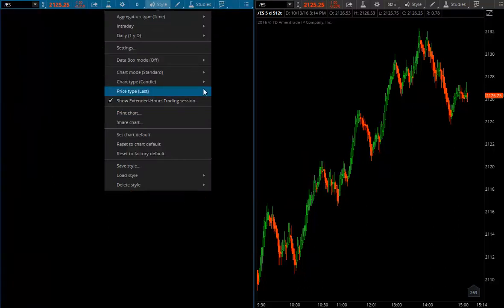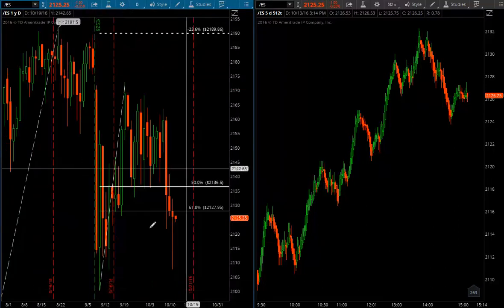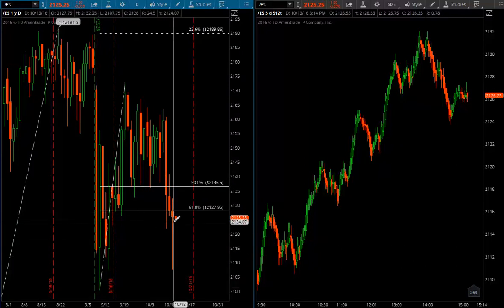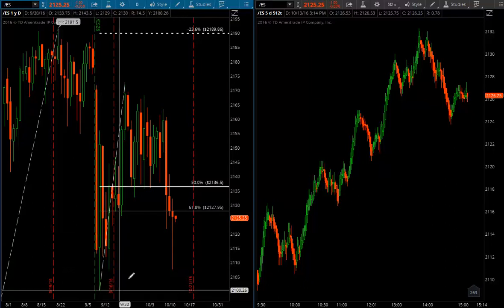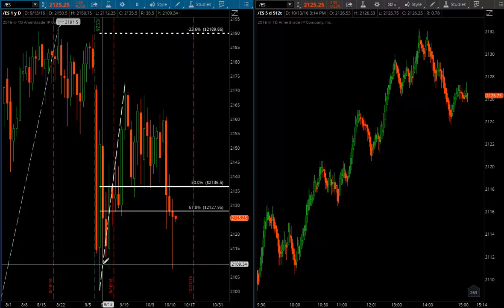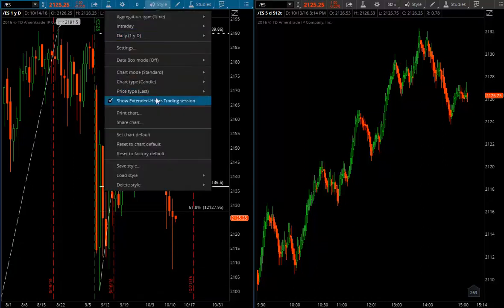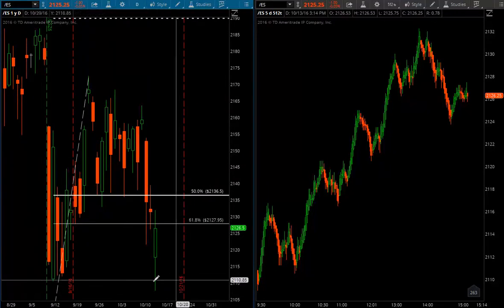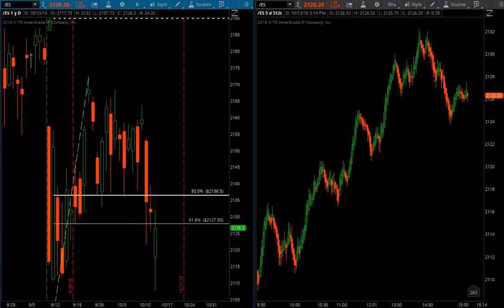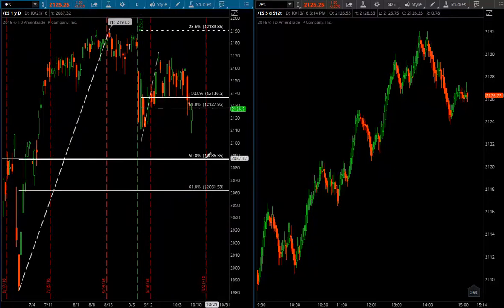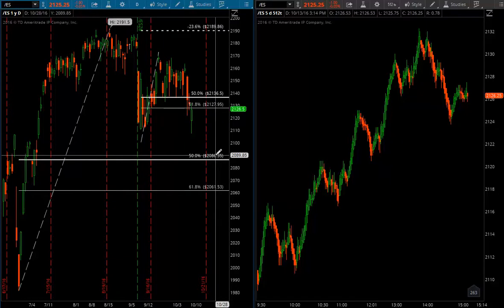I'll go ahead and turn on the extended session here for a moment, and you can see that we did rally back quite a bit off of today's lows. We had in the most recent swing low down here also had a rally where bulls stepped in. I'm going to go back to just trading hours only. And you can see that we did pierce the swing low, but then closed within the previous lows. So a move down to 2086s is certainly a possibility here.